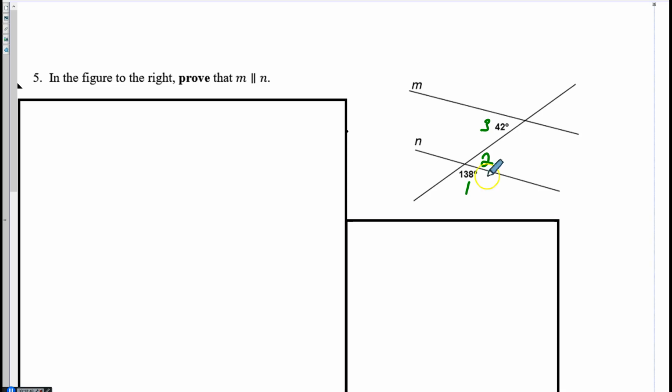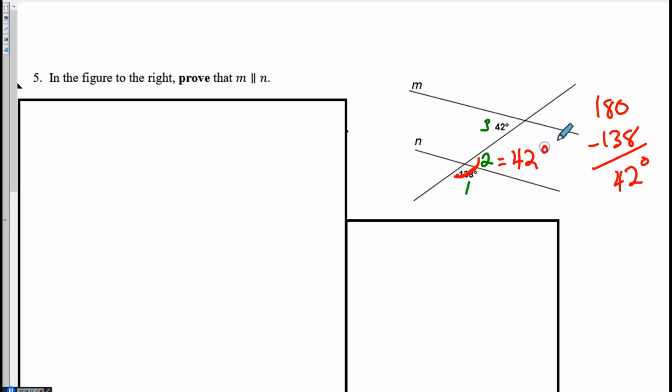And they give me some angles here, but nothing's labeled. So I just went ahead and labeled the angles 1, 2, and 3. You could label different angles. You could do this a bunch of different ways. Here's the way I chose to do it. If I'm analyzing this, I notice that these two angles right here should sum to 180. So 180 minus 138 will give me 42 degrees. So angle 2 is 42 degrees.